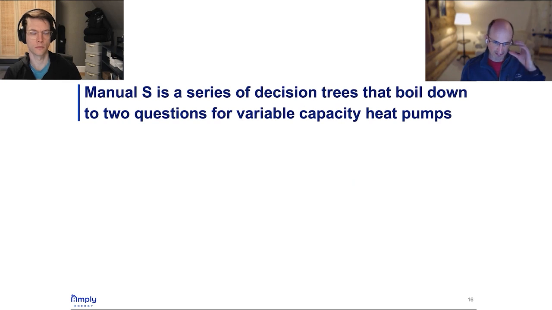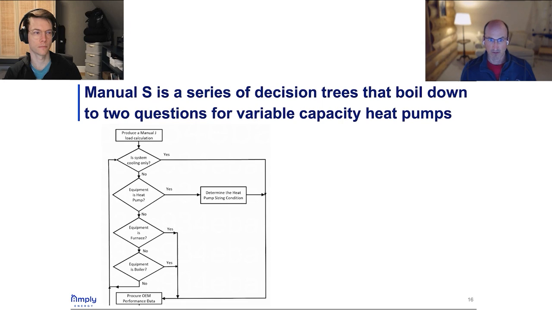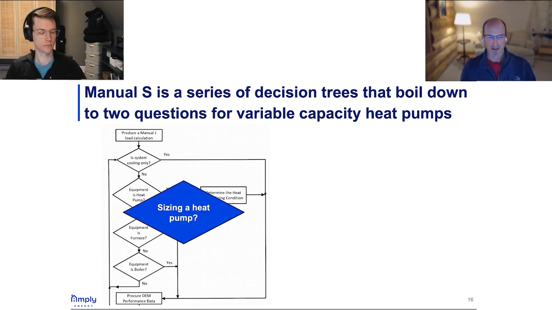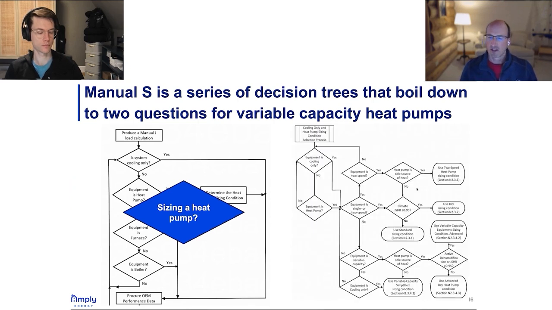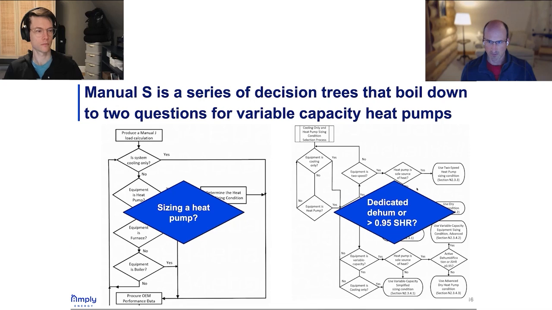And so Manual S is a fairly lengthy document, goes into lots of details, but it's because it's designed for any kind of HVAC equipment. If we focus specifically on variable capacity heat pumps, things get simplified really quickly. So there's a whole complex decision diagram, and the most basic question is, are you sizing a heat pump? So the answer there is yes. If that's the case, you go to another diagram and decision tree, and it's pretty clear. Again, if you're focused on variable capacity heat pumps, the most basic question is, do you have dedicated dehumidification, or are you in a dry climate? And so we're going to drill into that.